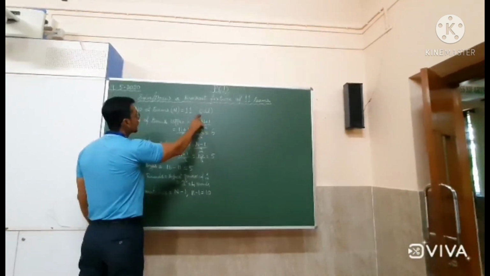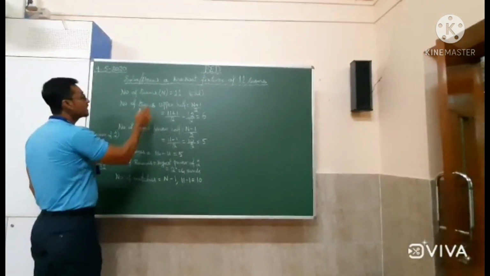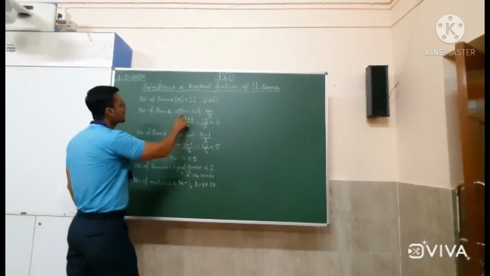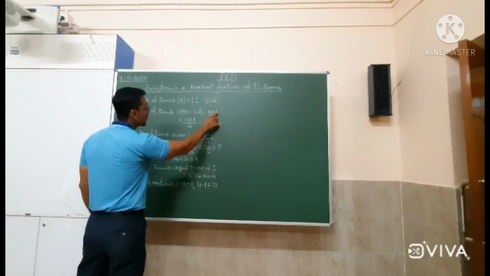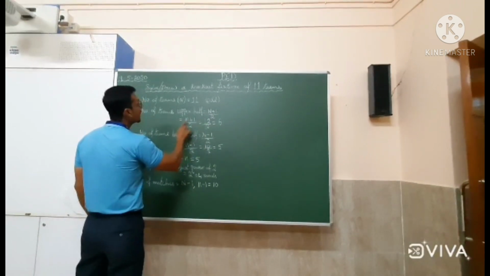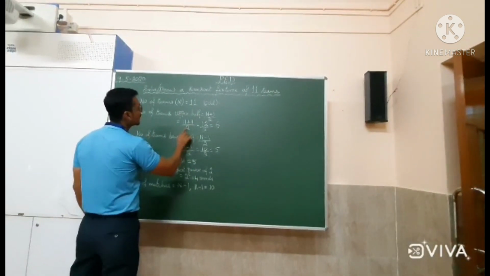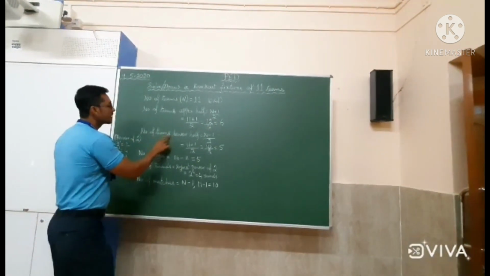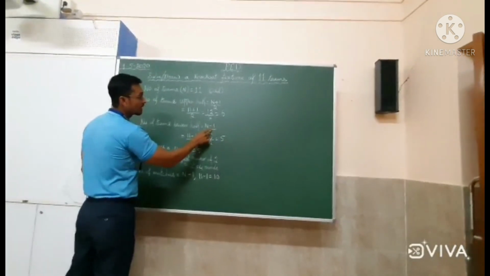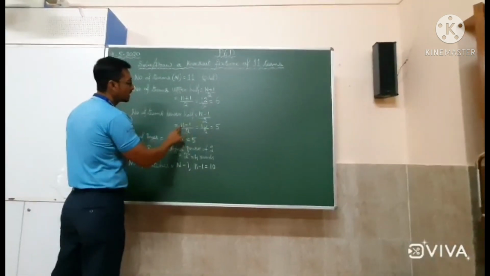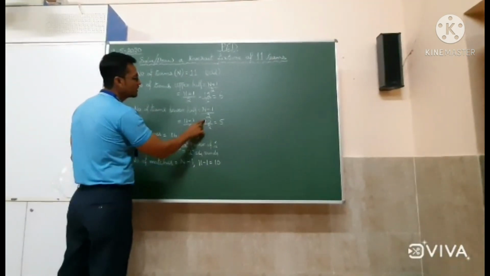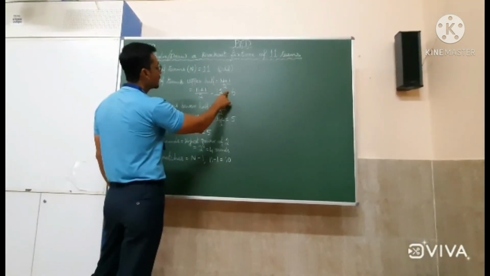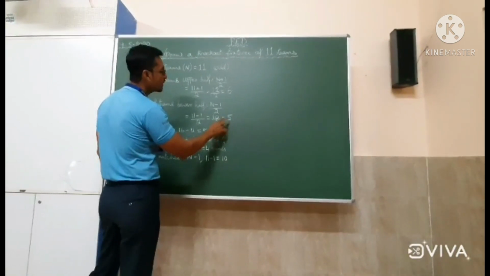Clear? So it's simple. We have two halves while teaching by making the picture. The number of teams in the upper half is n plus 1 divided by 2. That is 11 plus 1 divided by 2, equals 12 by 2, equals 6. Now the number of teams in the lower half is n minus 1 divided by 2. So 11 minus 1 divided by 2, you get 10 by 2, equals 5. So we have 6 in the upper half and 5 in the lower half.